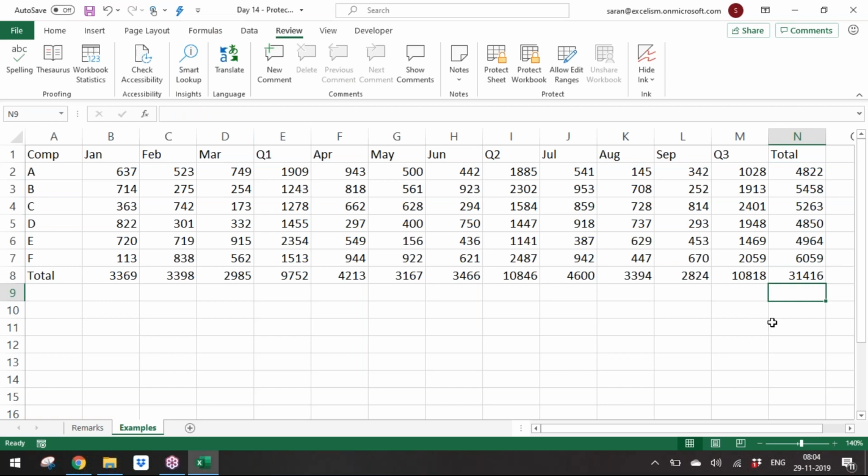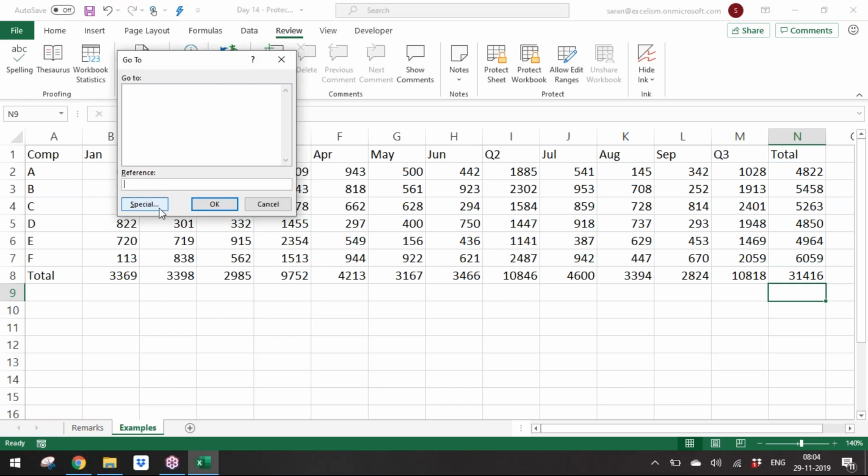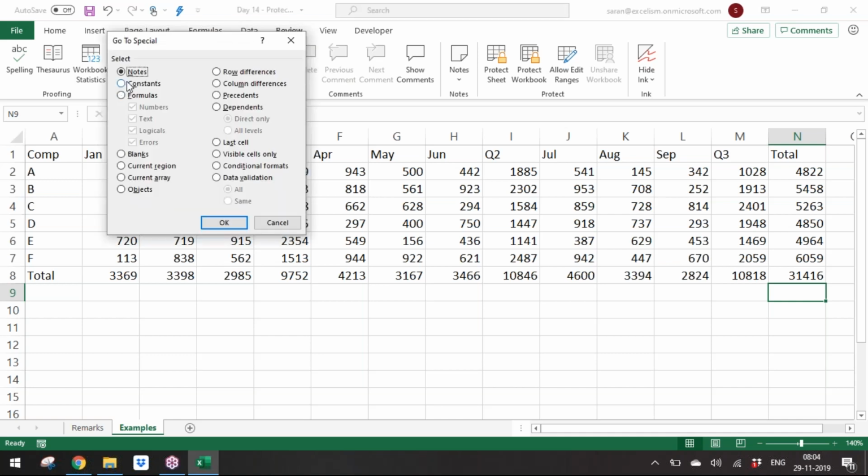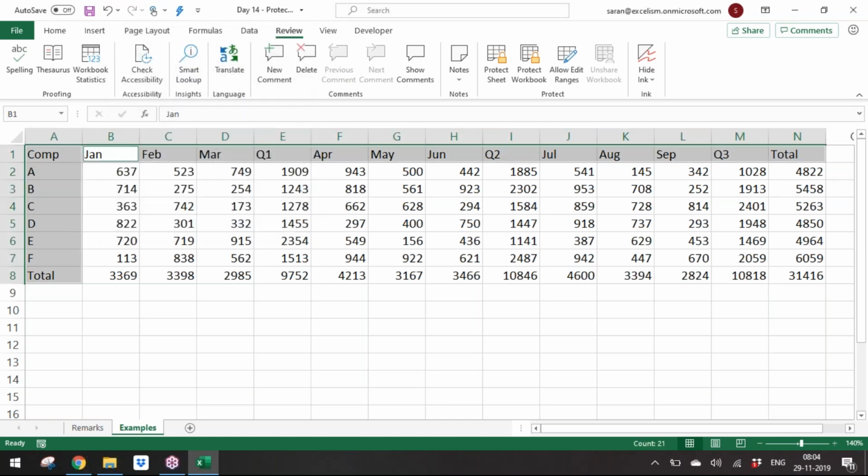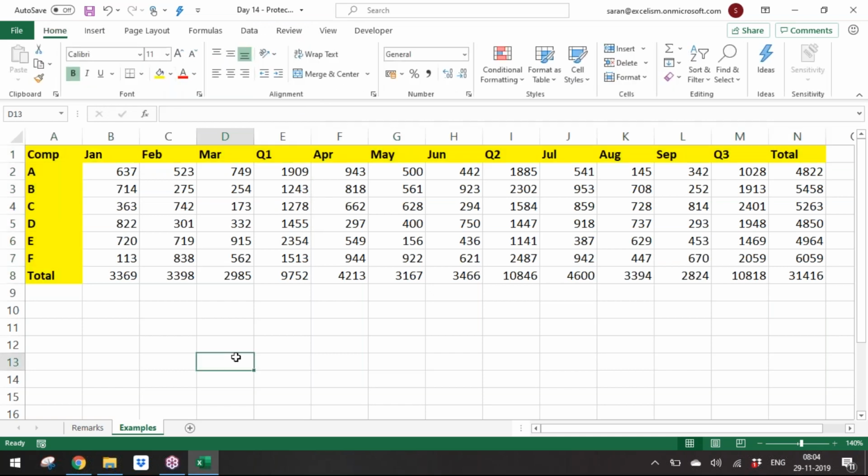Now I think we have used the shortcut F5, a very important shortcut. Just to make it in a nice format, I'll go to Special. First, I'll select all the text. Text means other than numbers. So let's click OK. Now, bold. Now I'll just put in some yellow color.